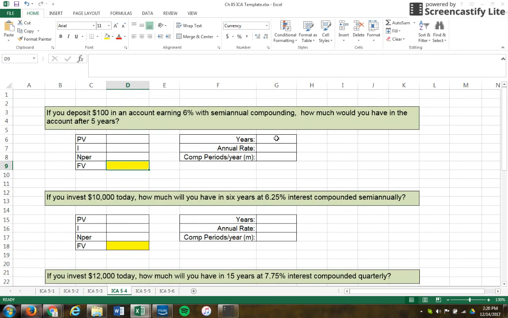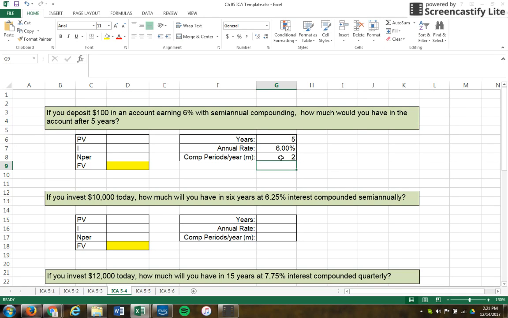So we start with this. We have these boxes over here that we can fill in. So number of years is 5 years. Our annual rate is 6%. And we have actually semi-annual compounding. So that tells us that there's actually going to be 2 compounding periods per year. So twice a year we'll get interest instead of just once.